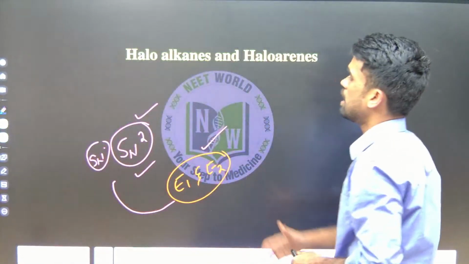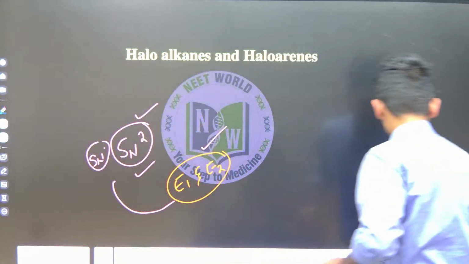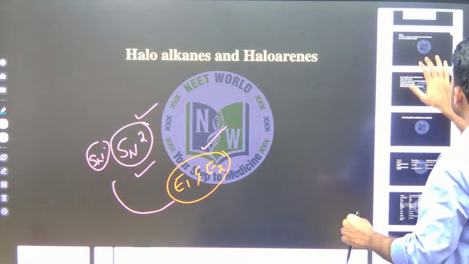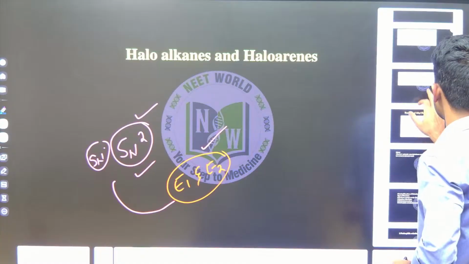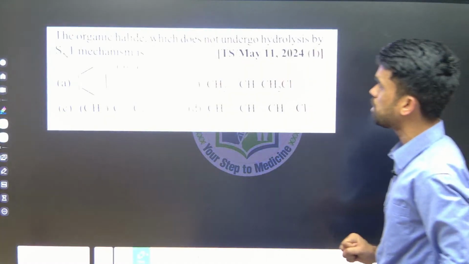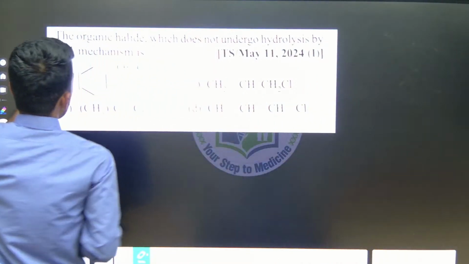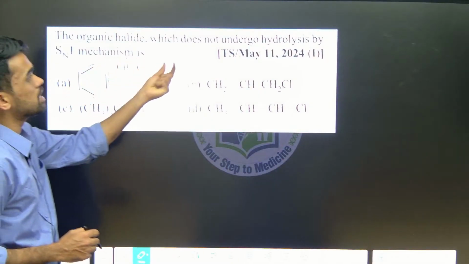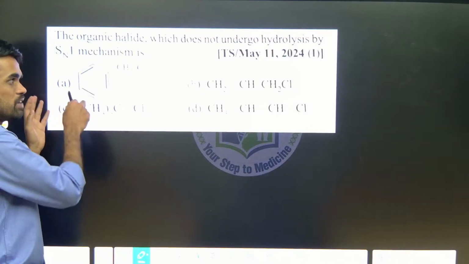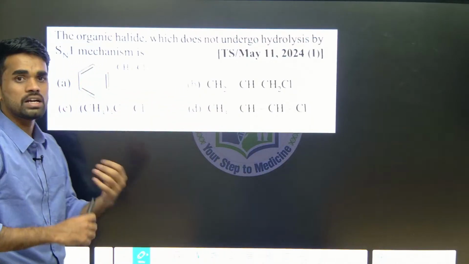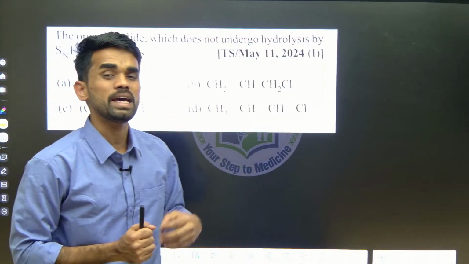First of all, let us have a look at some previous year questions related to SN1 and SN2. See, this is a question from EAPCET. The question says: the organic halide which does not undergo hydrolysis by SN1 mechanism. It means from the given 4 options, which will not undergo hydrolysis by SN1 mechanism.